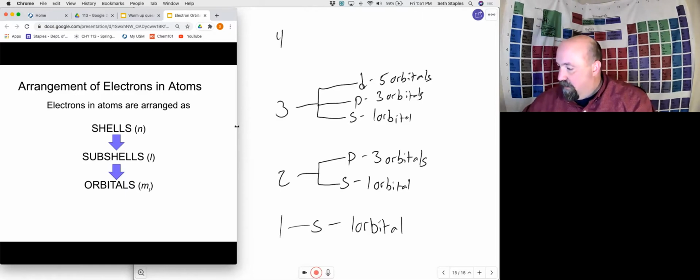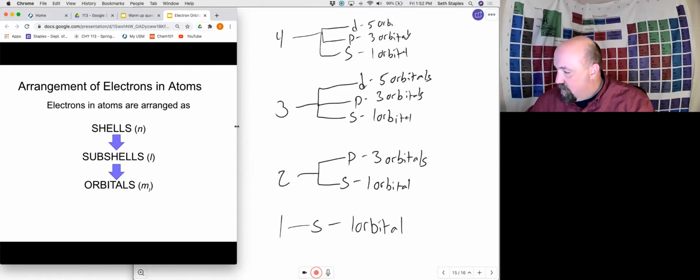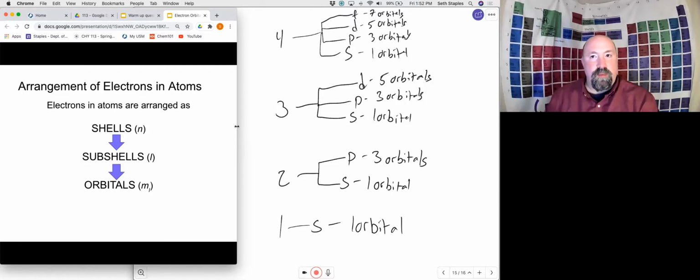And then I'm going to run out of space once again, but Bohr shell 4: its S sublevel with its 1 orbital, its P sublevel with its 3 orbitals, its D sublevel with its 5 orbitals, and then finally its F sublevel with its 7 orbitals.